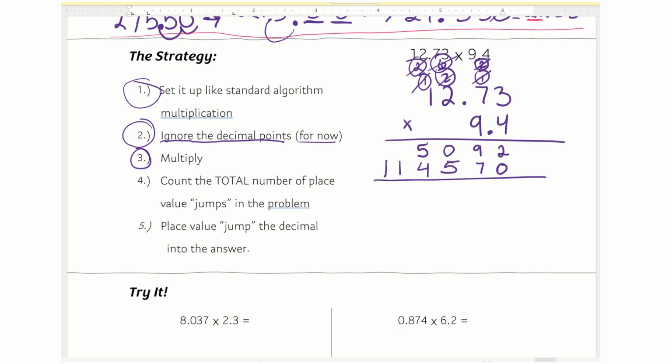All right, all we have to do is add up these pieces. 6, 9, 1, 1. All right, so we multiplied like usual. Now it's time to consider the decimal. To do that, we're going to count the total number of place value jumps.